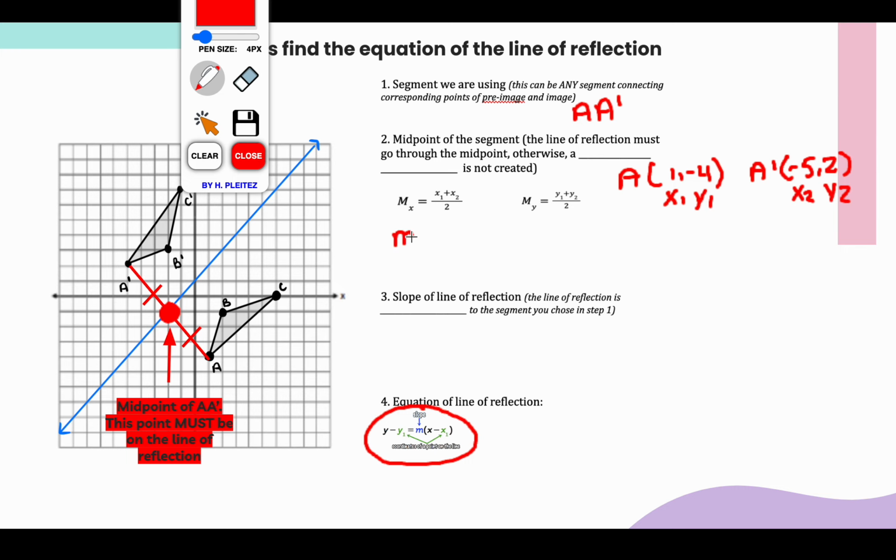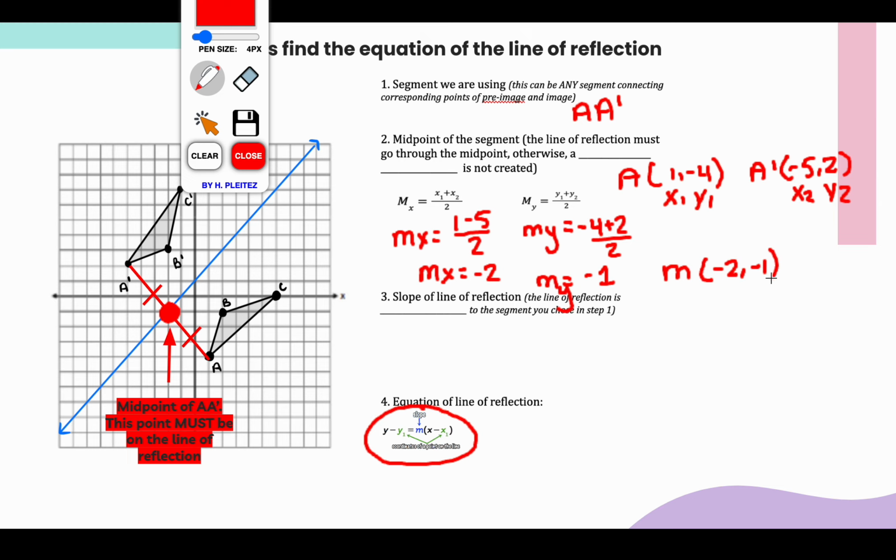So for the x coordinate of our midpoint, we're going to get 1 minus 5 over 2, and that's going to give us -2. And then our y coordinate is going to be y1 plus y2, so -4 plus 2 over 2, and that's going to give us -1. So we can guarantee that this point is going to be on the line: -2 comma -1 is this point right here, right? We're guaranteeing that that mirror image is created if that is the midpoint.